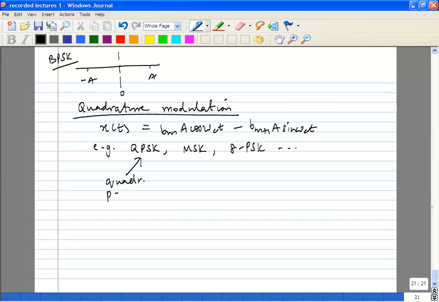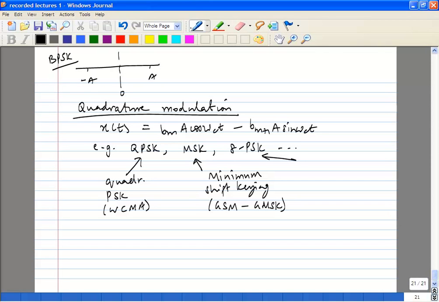QPSK stands for quadrature phase shift keying. One example is the WCDMA signal, the release 99 signal. This is called minimum shift keying. One example is GSM, which uses something called GMSK, or Gaussian minimum shift keying. And then this is called, of course, 8PSK, or 8 phase shift keying.